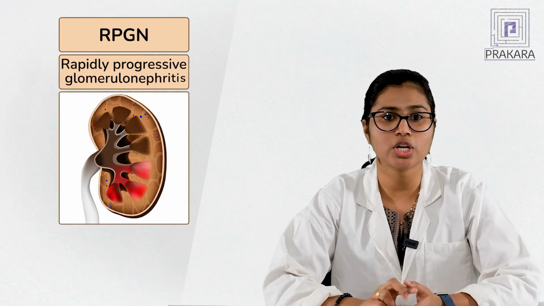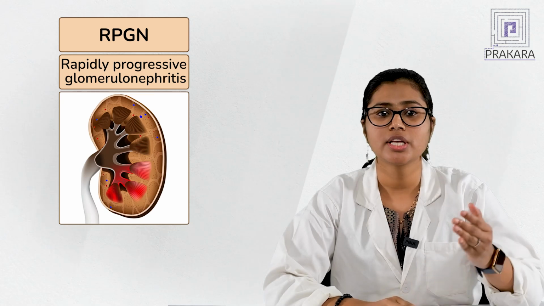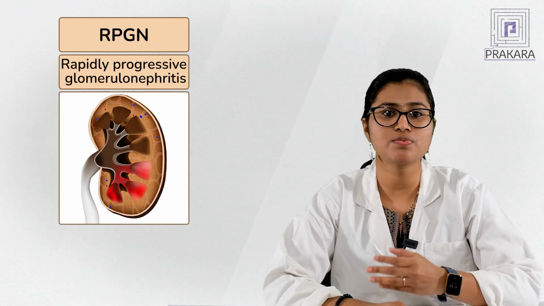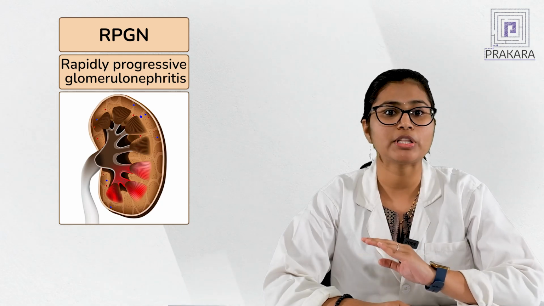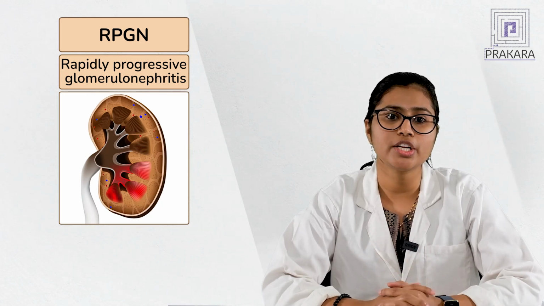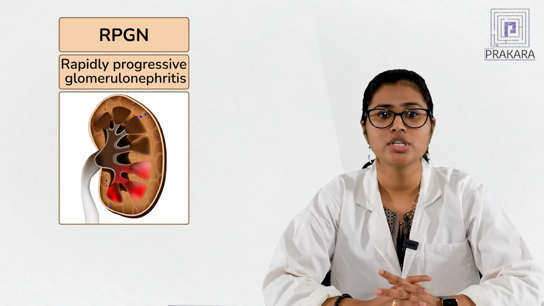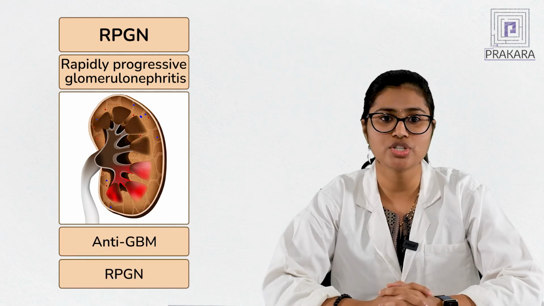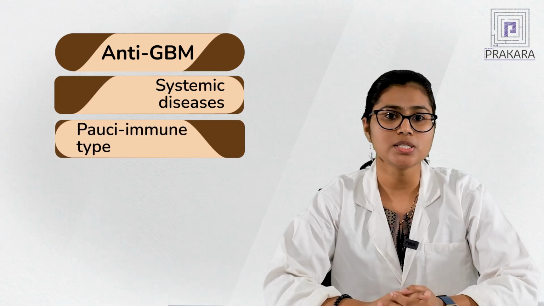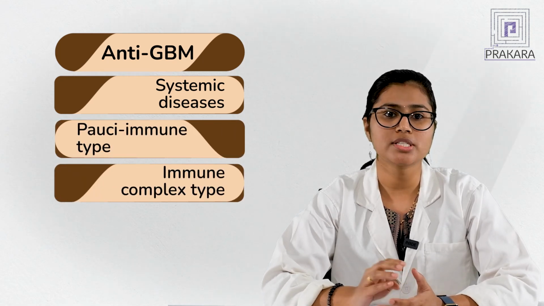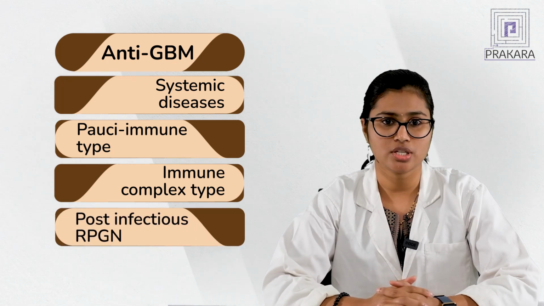Students, we have to learn about RPGN, which means rapidly progressive glomerulonephritis. That means the clinical features of this glomerulonephritis progress very rapidly. So it is a clinical diagnosis, it is not a pathological diagnosis. Based on the etiology, RPGN is divided into three forms. One is anti-GBM RPGN. Anti-GBM means anti-glomerular basement membrane antibody, which is seen in systemic diseases, and next is pauci-immune type, and next is immune complex type. In immune complex type is post-infectious RPGN.